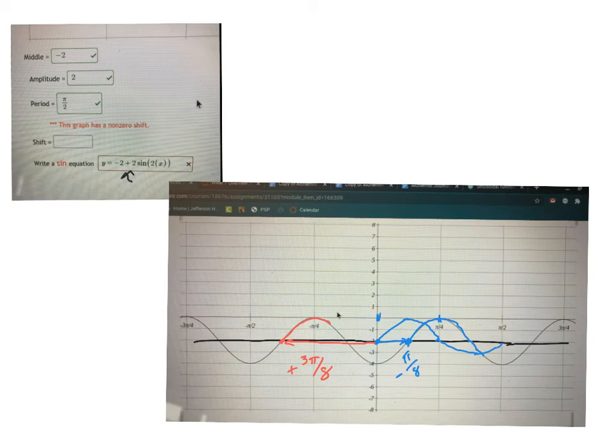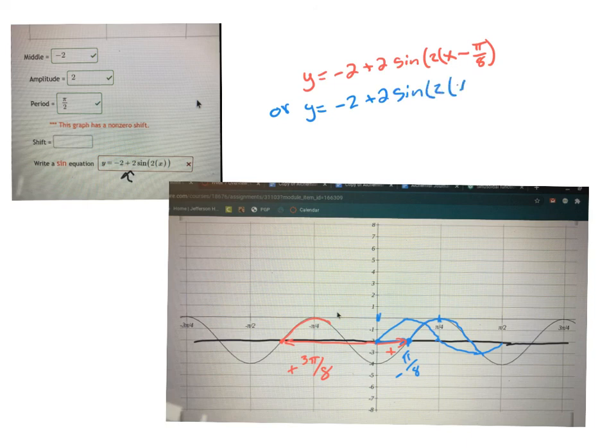So your two equations that would work here would be y equals negative 2 plus 2 sine 2 times x minus pi over 8, and that's when you move forward in the positive direction. So you have to put a minus if it's in the positive direction, or you could have the equation y equals negative 2 plus 2 sine 2 times x plus 3 pi over 8. Either of those answers will be acceptable.